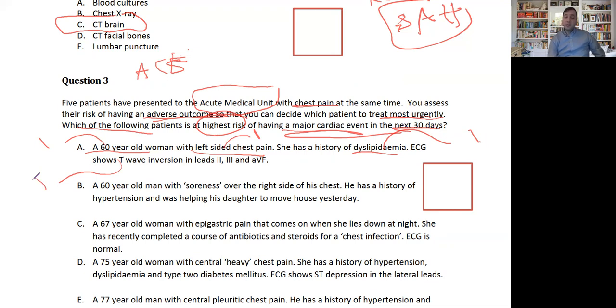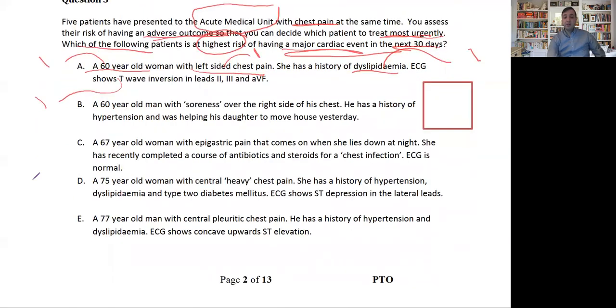It's 4 points. So if we are calculating, for example, for choice D, she is 75 years old, which is 2 points. And central heavy chest pain is 2 points. She has a history of hypertension, dyslipidemia, and type 2 diabetes mellitus. This is 2 points, because she has multiple comorbidities. And the ECG findings show ST depression in the lateral leads.